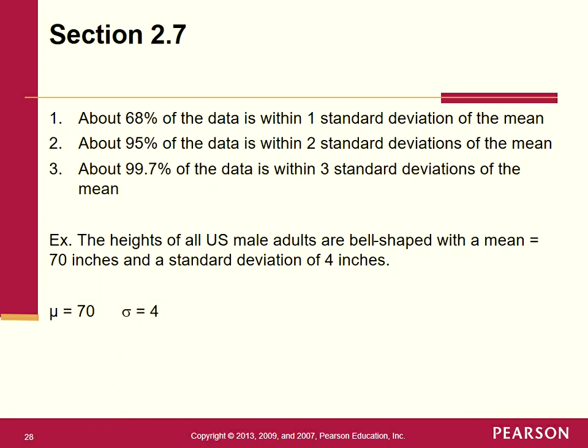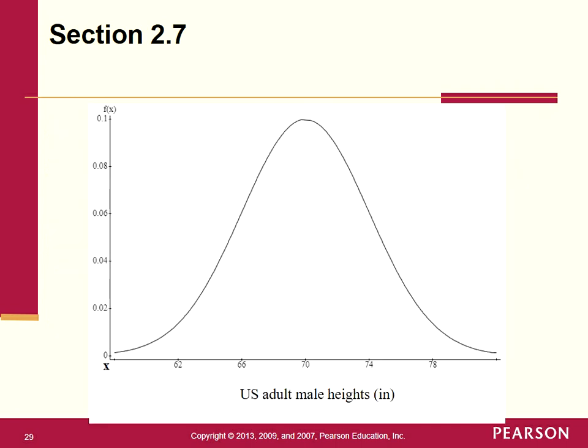The third part says about, I know this doesn't sound like an about, it sounds very specific, but about 99.7% of the data is within 3 standard deviations of the mean. Let's go back to our graph. So here's our graph. So at 62 and 78, that's 2 standard deviations from the mean. We got to go out 1 more. And from 78, we're going to add another 4 units. That'll take us to 82. From 62, we're going to go down to 58.